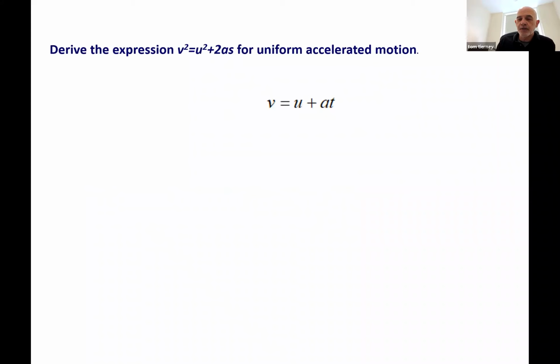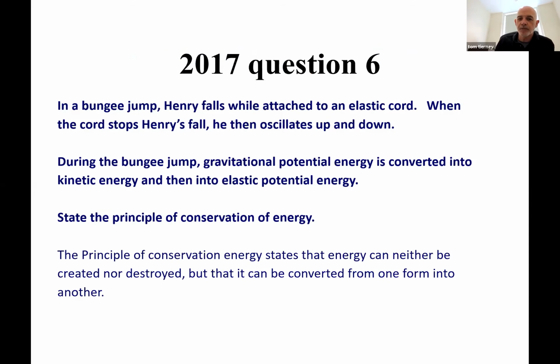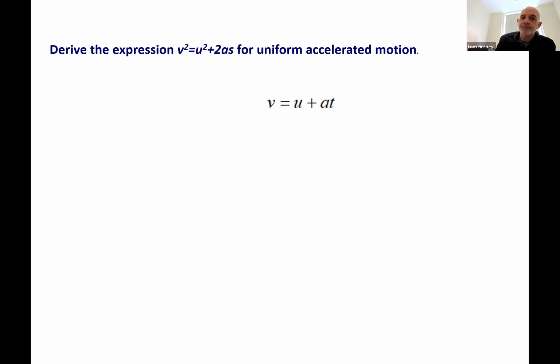Derive the expression v squared equals u squared plus 2as for uniform accelerated motion. Sorry, I should have pointed out before, that definition will be worth 6 marks, which this year will be worth very slightly under, realistically 2%. It's like 1.9 something percent.